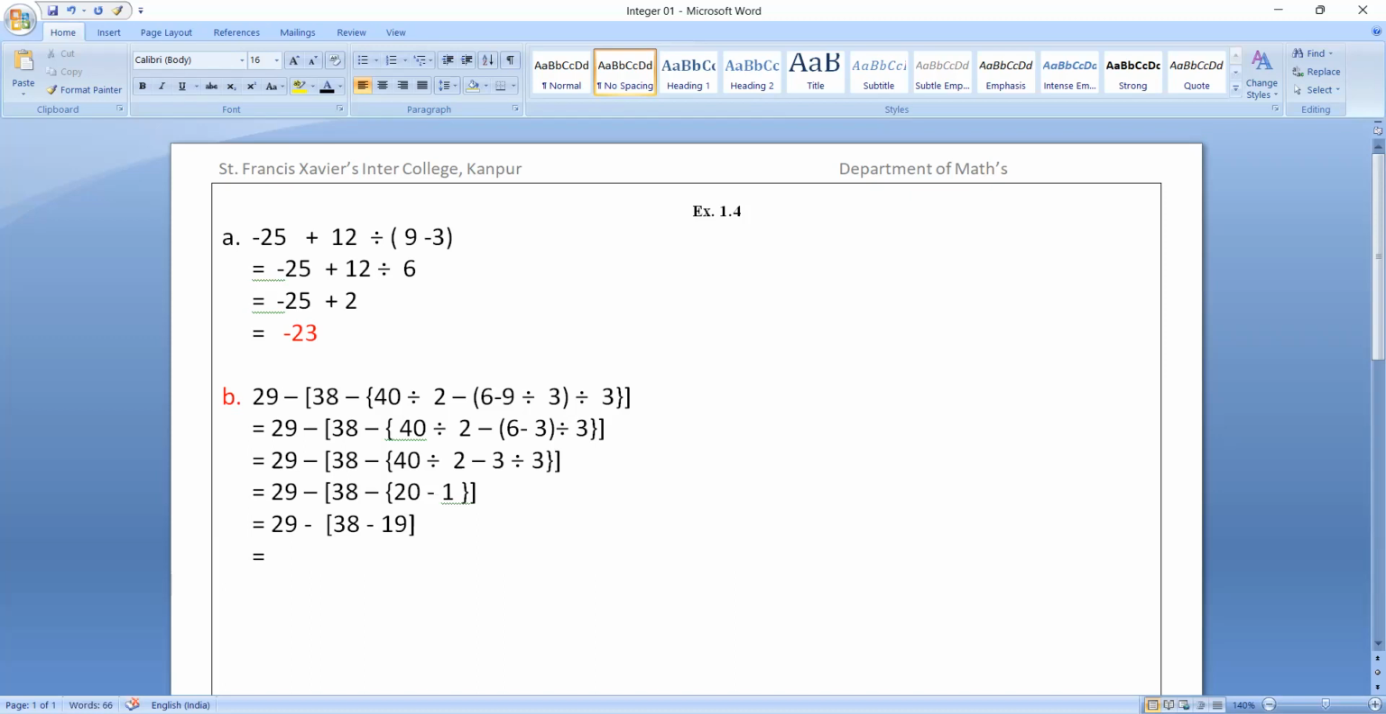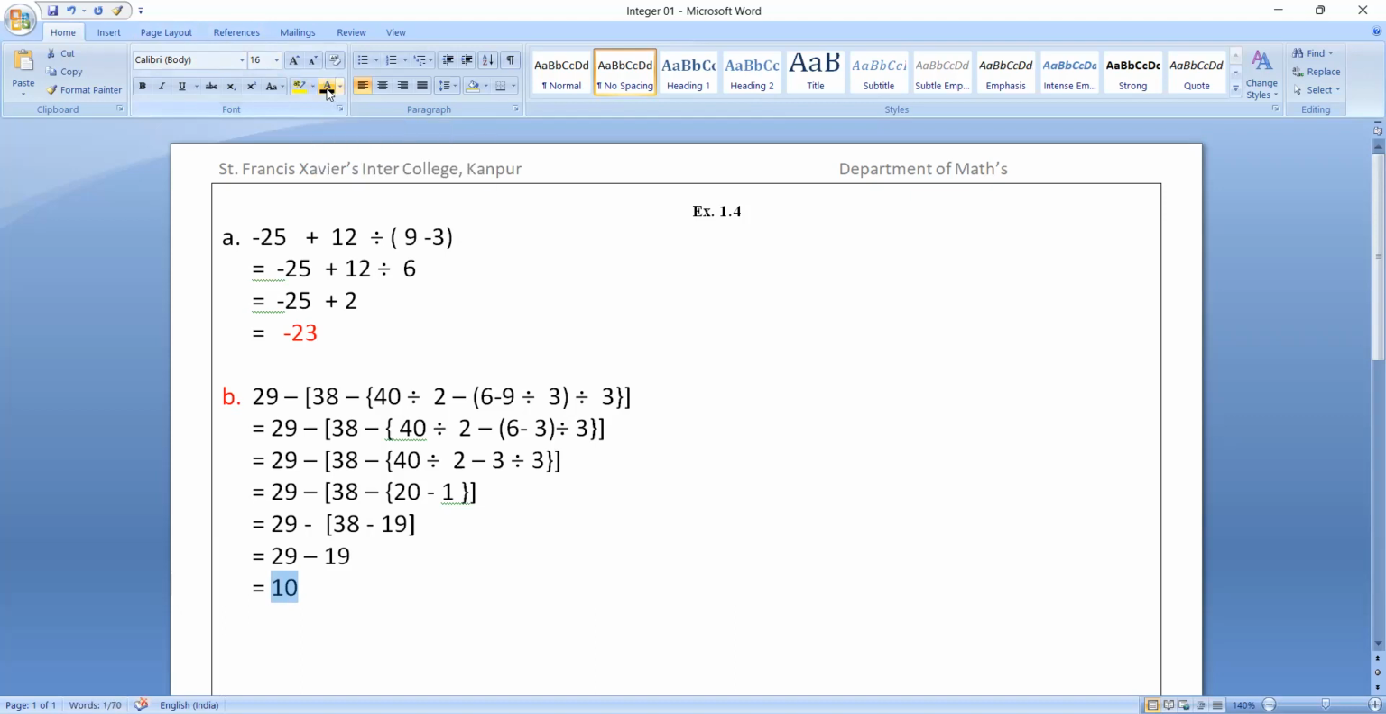Then, my dear students, 29 minus 38 is like 18. 18 minus 9, 9, and 2 minus 1, 19. This is how we have to solve. And when we subtract this 19, 29 minus 9, we have to get 10. My dear student, the answer is 10. I hope you get the point.